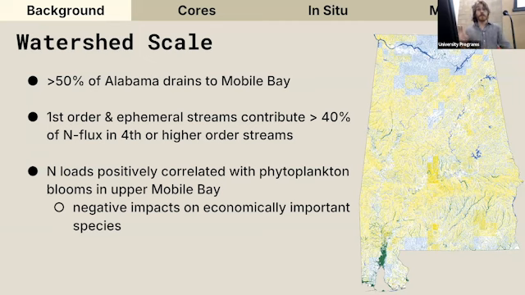And of those first and second order streams and ephemeral streams, we have over 130,000 miles of stream length that contributes to the Tombigbee and Alabama rivers. And those can contribute over 40% of the total nitrogen loads that eventually hit Mobile Bay. And that impacts us in a really tangible way because we've correlated nitrogen loads with phytoplankton blooms in the upper bay, which can have negative impacts on economically important species like blue crab.